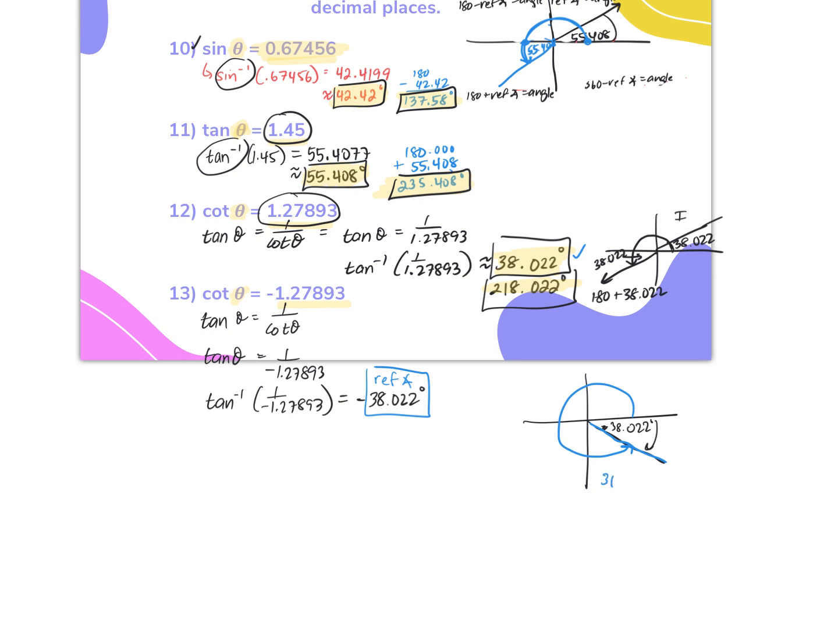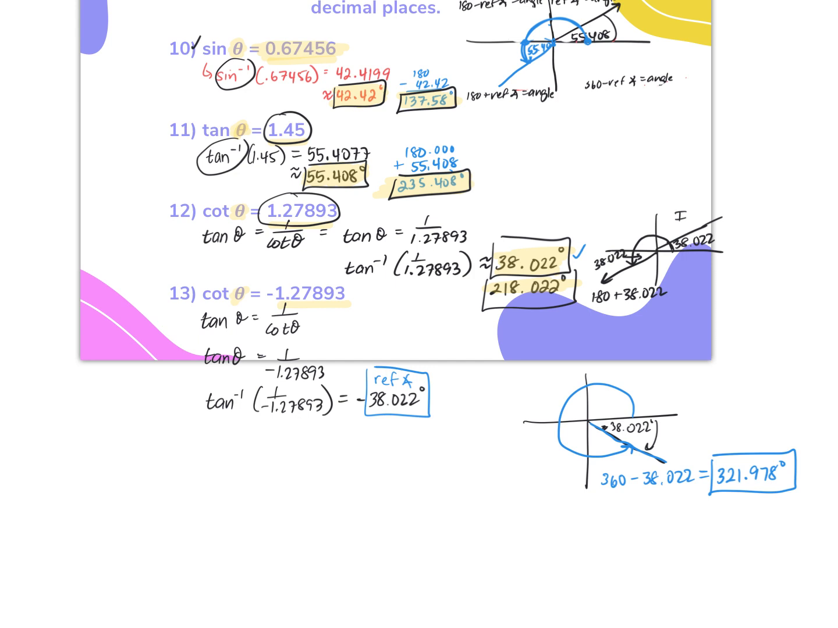So in this quadrant, it's going to be 360 minus 38.022. So again, that angle is going to be 360 minus 38.022, and that's going to be 321.978 degrees. That's one solution.